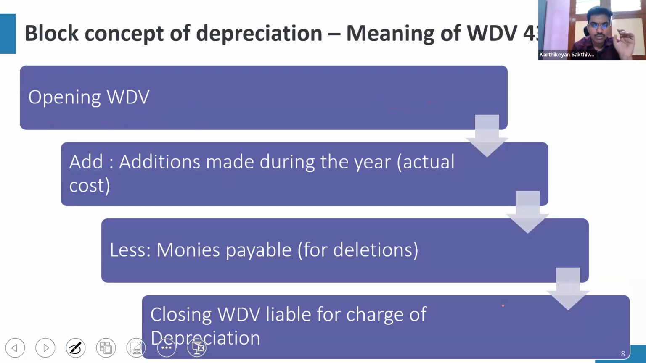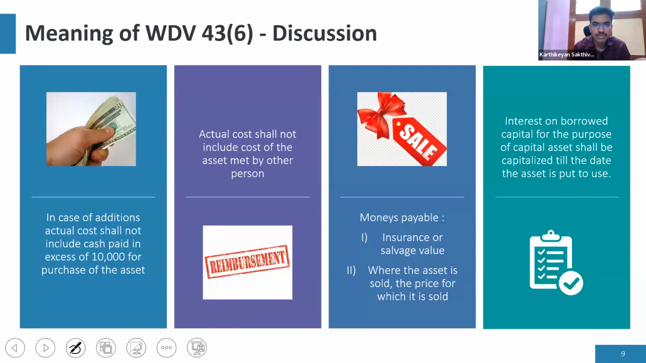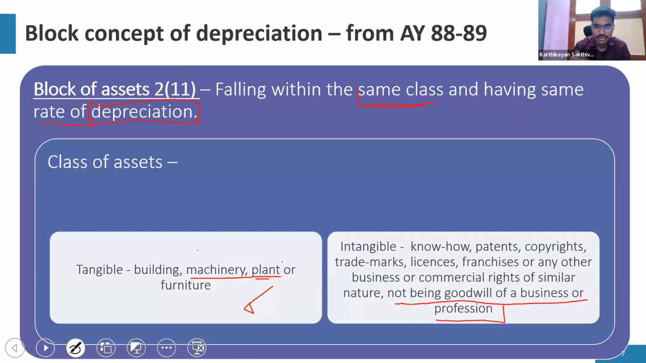Okay. So what do you mean by WDV? WDV is defined as per 43(6) of the Act. So what you should do is you should take the opening WDV and you should add the additions made during the year. Additions made during the year, நீ என்ன ஆட் பண்ணணும்னா actual cost less monies payable. Actually இந்த words தான் கொடுத்திருக்கு. So if you are going to use the same words, you will be having a better presentation, right? Minus monies payable in case of deletions. What do you mean by monies payable? அப்படின்றத we'll just next slide நான் கொடுத்திருக்கேன்.